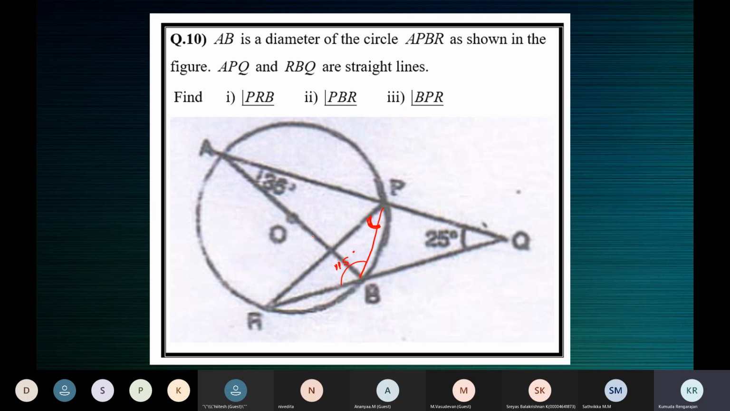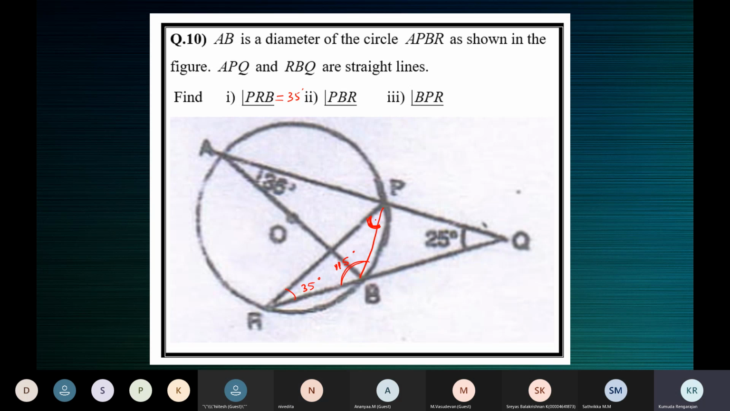And we have already found this angle, children. How much is this equal to? PRB. We already found this. How much is this? 35, ma'am. 35. So this is 35. PRB is 35, this is 115. BPR is 30, ma'am. 30. How? By using angle sum property, ma'am. Angle sum property in a triangle.